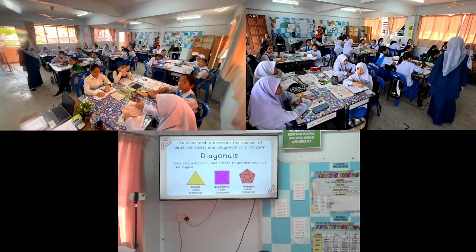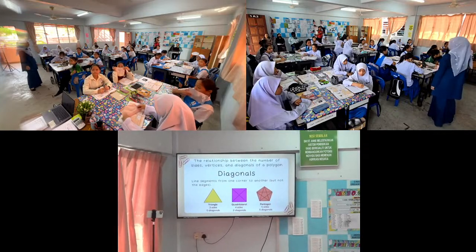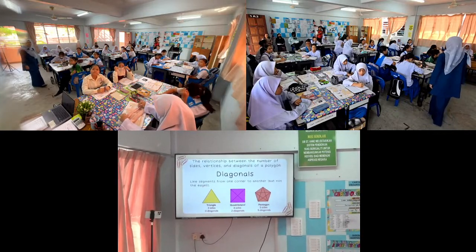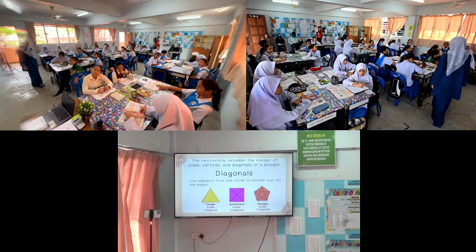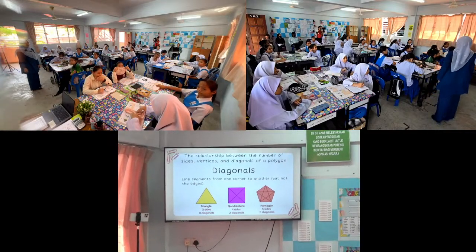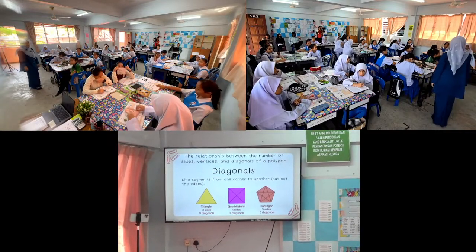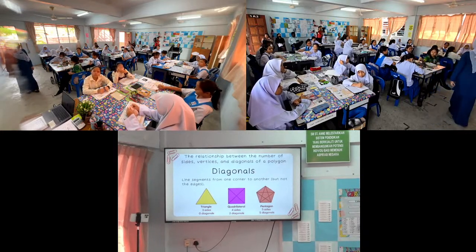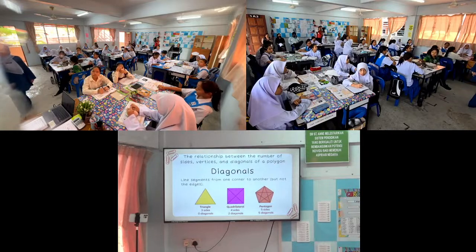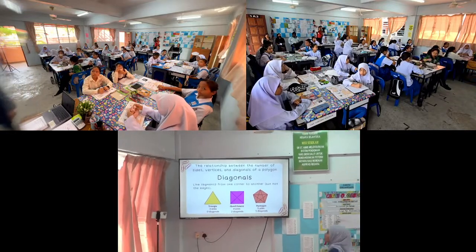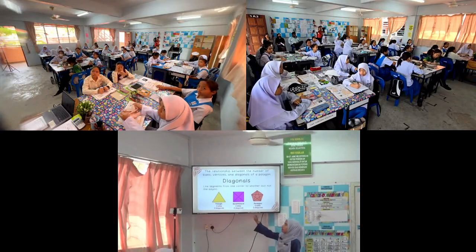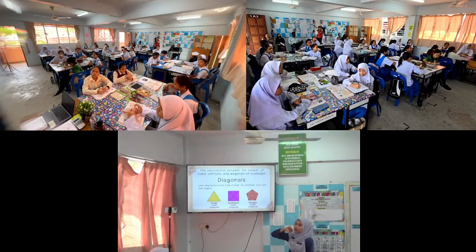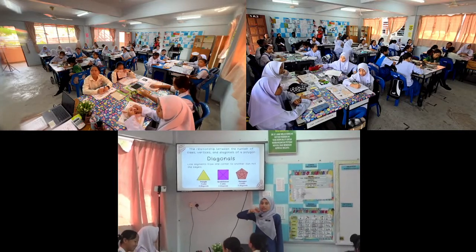The first thing, we must know the meaning of diagonal first. A diagonal is a line segment from one corner to another, but not the edges. Let me see the picture of the polygon. So what is the meaning of diagonal? A diagonal is a line segment from one corner to another. The corner we call as edges, right?